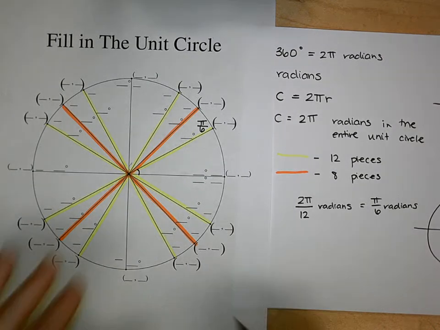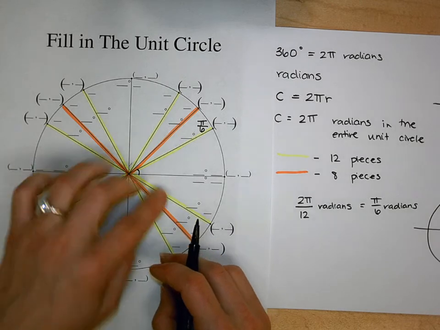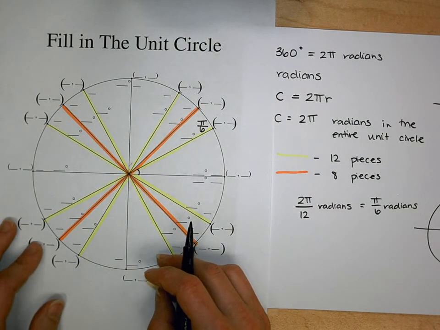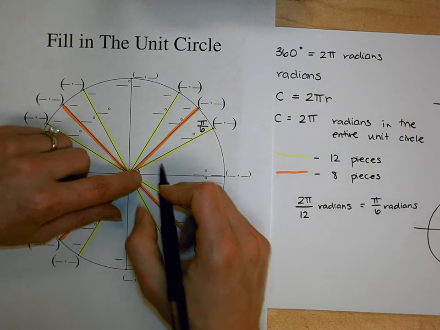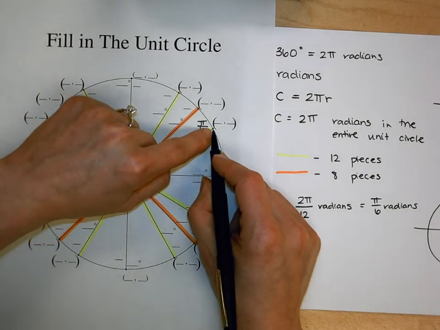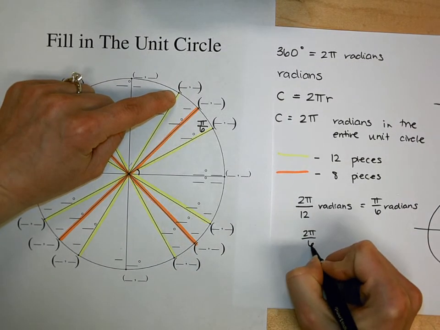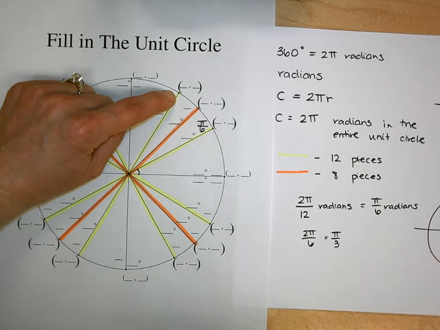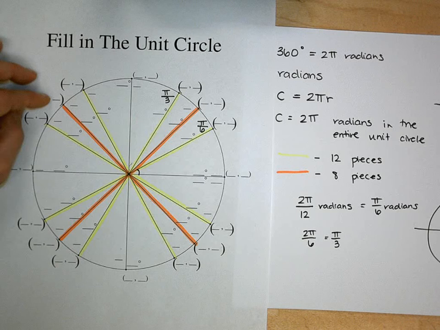Now, because all of these wedges are equivalent angles, I can think about just counting how many pi over 6s I have across the entire unit circle. So let's think about the next piece. Here's 1 pi over 6. Well, to get to the next one, that would be 2 pi over 6s. Of course, 2 pi over 6 simplifies to pi over 3. So this angle is pi over 3.